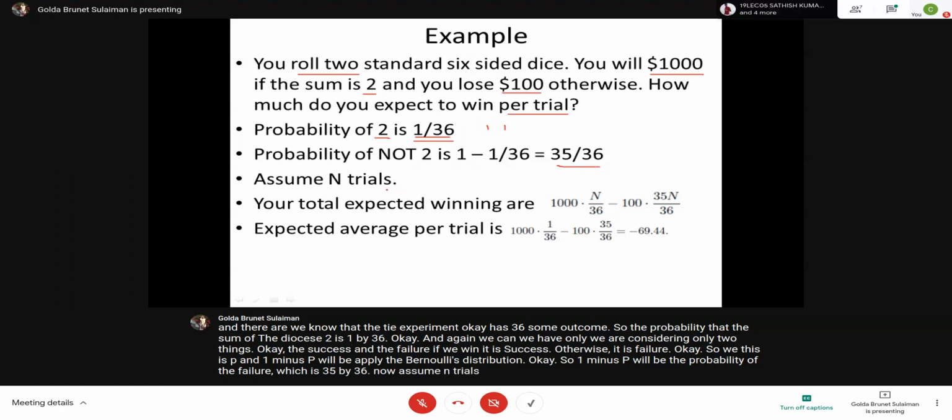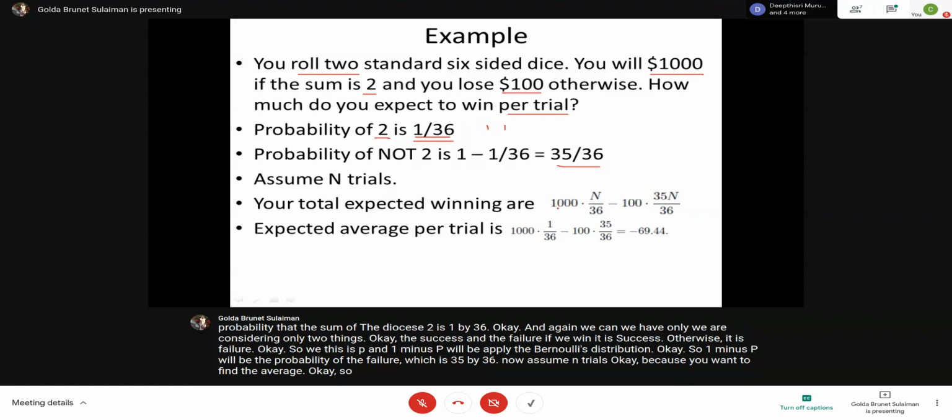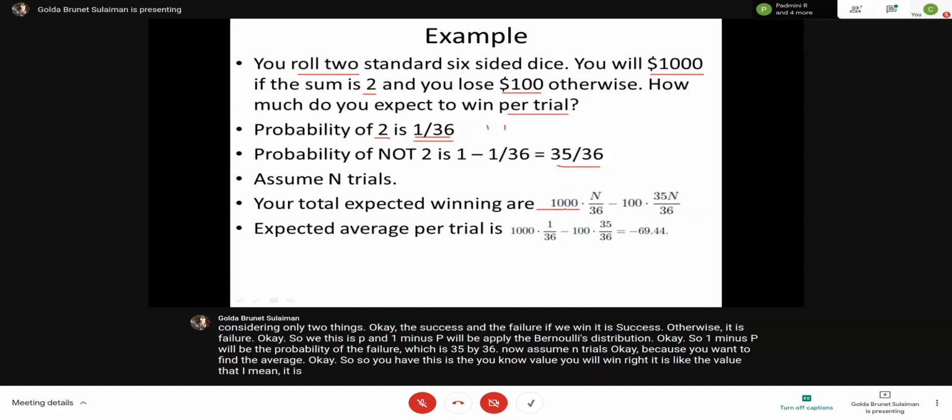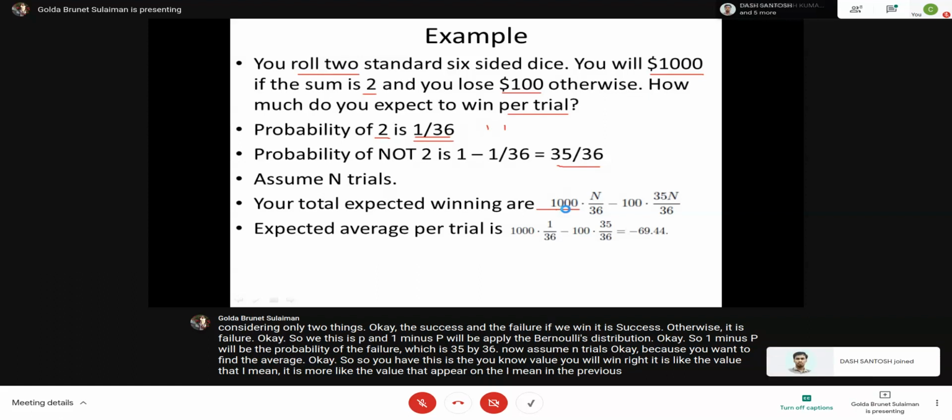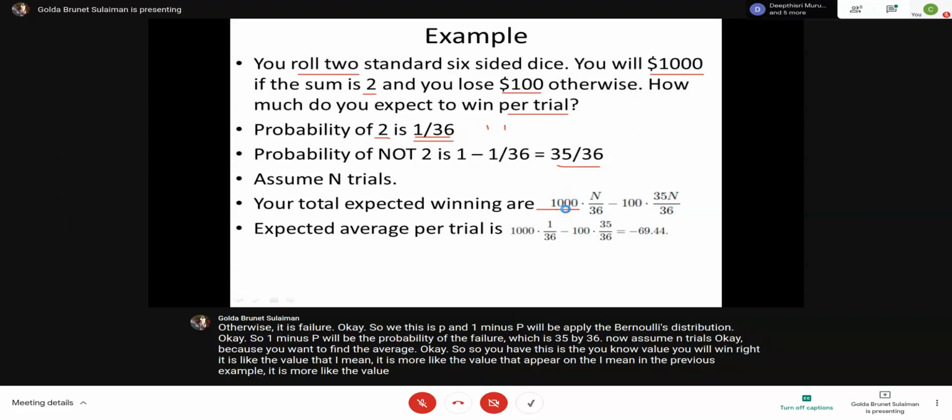Now assume n trials, because you want to find the average. This is the value you will win. It is more like, in the previous example, the value that appears on the die.